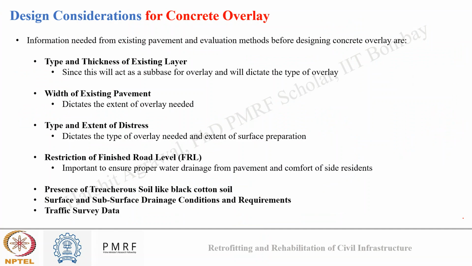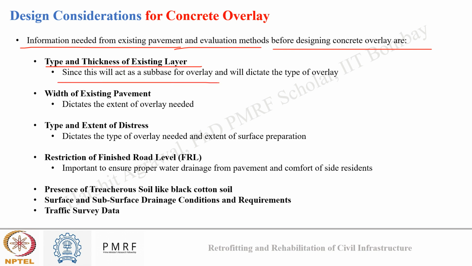Now, for proper application of concrete overlay, there are several things that should be considered. These are the information that is needed from the existing pavement and evaluation method before designing a concrete overlay. So we should know the type and the thickness of the existing layer, since this will act as a sub base for the overlay and it will dictate the type of the overlay. As we talked about right now, for a bituminous pavement, if I need to go for ultra thin white topping, I need a minimum 75 of bitumen overlay. But if it is only 50, then I need to increase the thickness of the bitumen overlay first and then only can I go for concrete overlay.